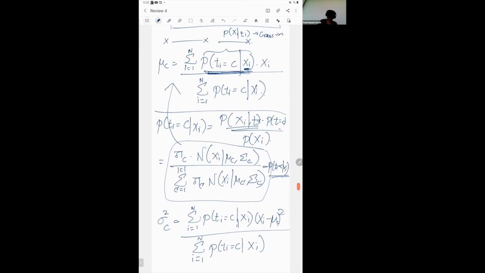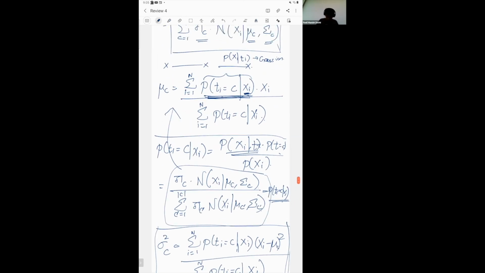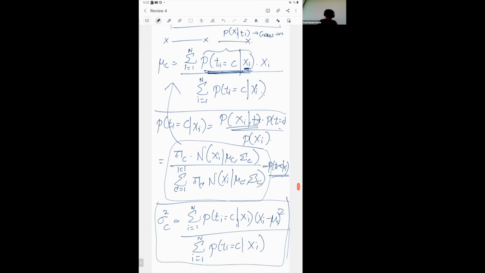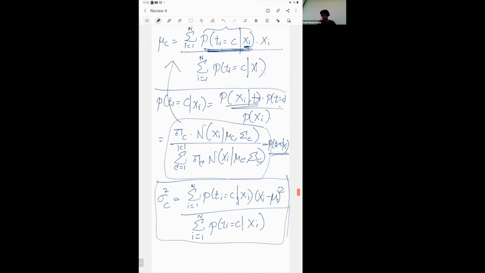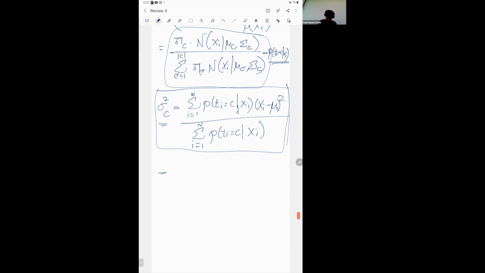Again, this is also a weighted average, and this probability of Ti equals C given Xi just tells us, as explained earlier, seeing that data point, how much do you think it came from the Cth Gaussian? What we would do iteratively in this is, now we have nu of C, we have sigma square of C, we still need pi of C.